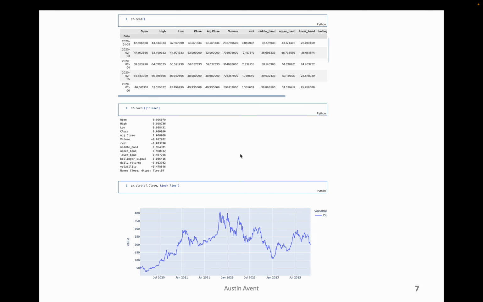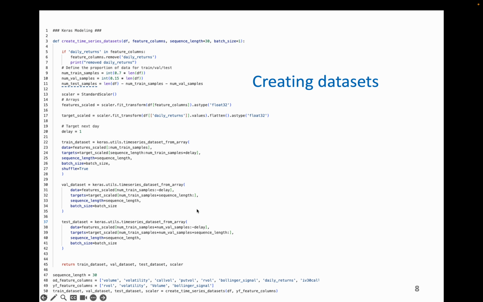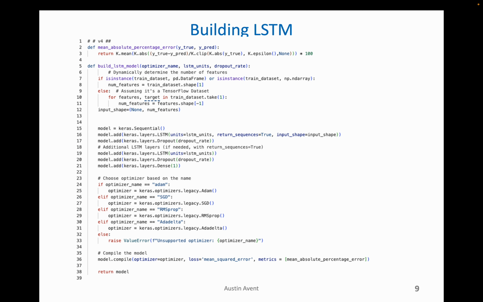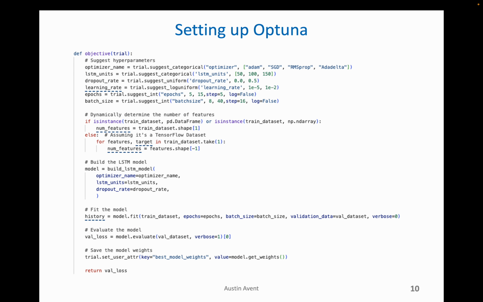Exploring the data here. Tesla had quite a bull run in this segment of data. Here we are creating data sets, which is pretty standard, we've done before. And here's where we start actually using Optuna, or start setting it up. We have a function that builds an LSTM model, and it has these different variables: optimizer name, LSTM units, and dropout rate. So Optuna will call this function and plug in different suggestions to return a loss.